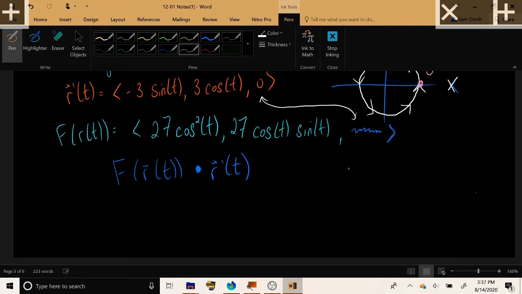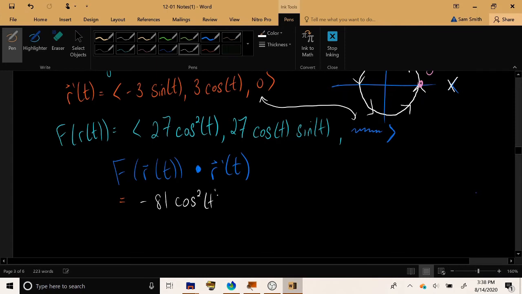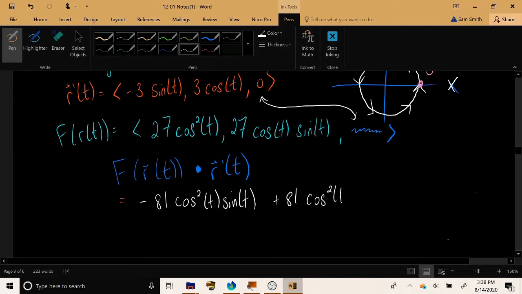So let's continue. We now have the product negative 3 sine t times 27 cosine squared t, which becomes negative 81 cosine squared t sine t. We have the second product, 3 cosine t times 27 cosine sine, which is 81 cosine squared t sine t. And then the third product is 0 no matter what.